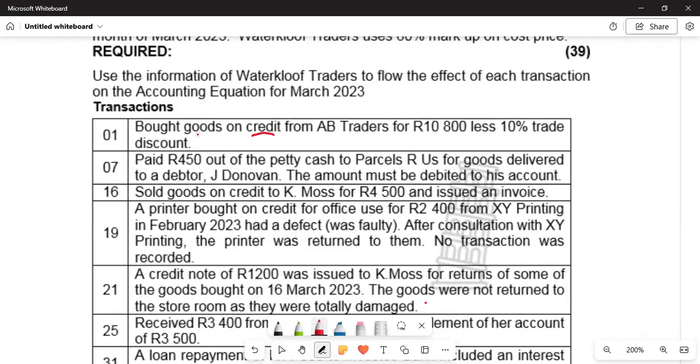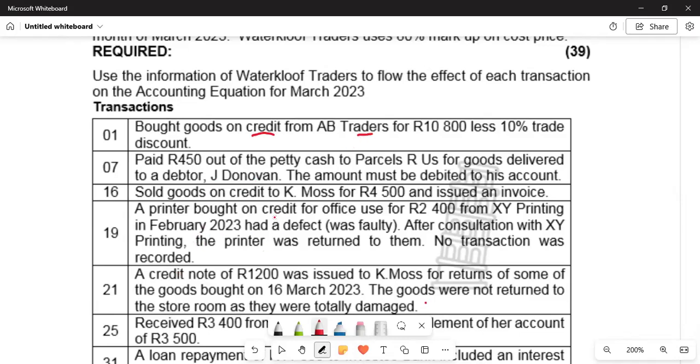So you bought goods on credit from AB traders. It means you are going to have trading stock as well as creditors. Because we bought the goods, that is stock. We bought stock on credit from AB traders, so our AB traders now are our creditors. So these are the two accounts.